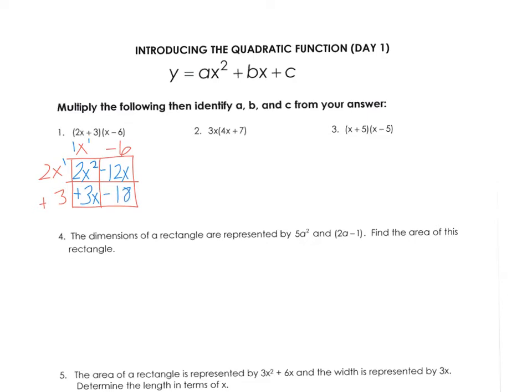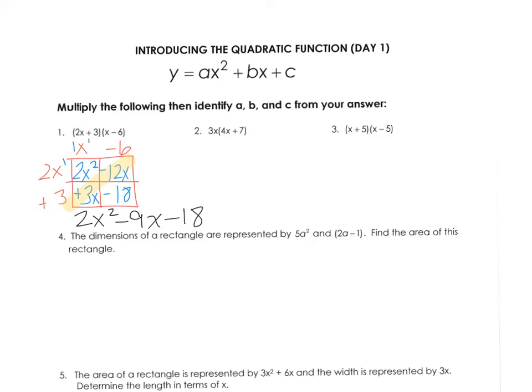If we have like terms, they will be on a diagonal. So when we get it all together, our final answer here is 2x squared. Let me change my pen color. 2x squared. We're going to do negative 12 and positive 3. That's going to give us a negative 9x and then minus 18.